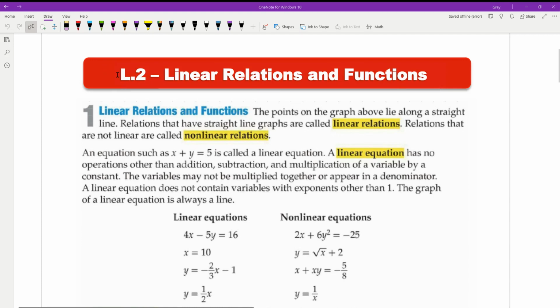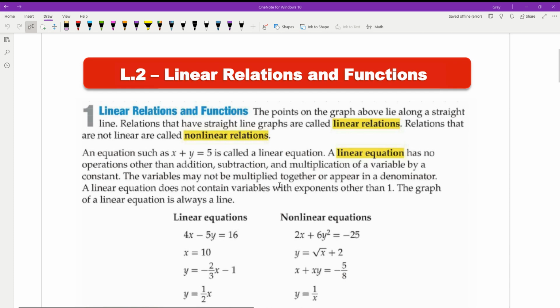So in L.1, we talked about just relations and functions. L.2 is going to concentrate specifically on those that are linear versus nonlinear. So an equation such as x plus y equals 5 is linear because it has no other operations other than addition, subtraction, and multiplication of a variable by a constant.